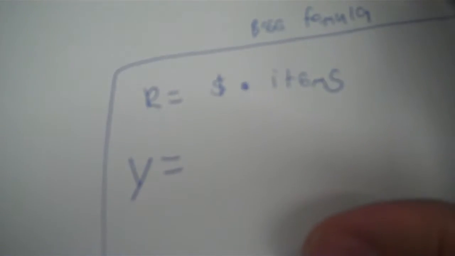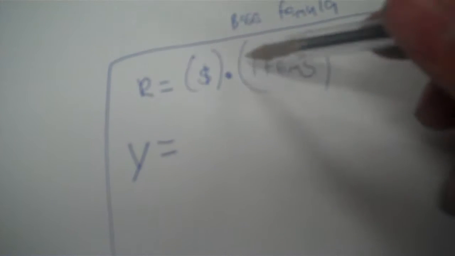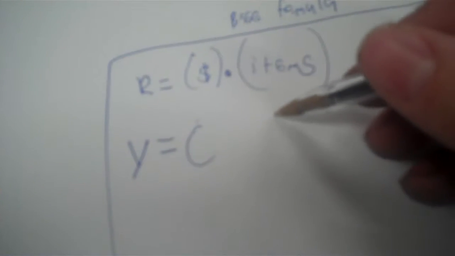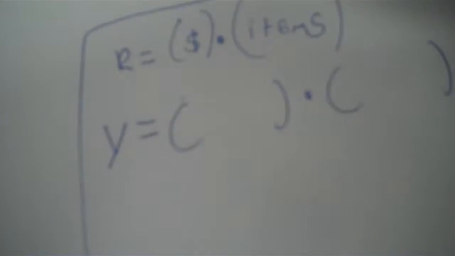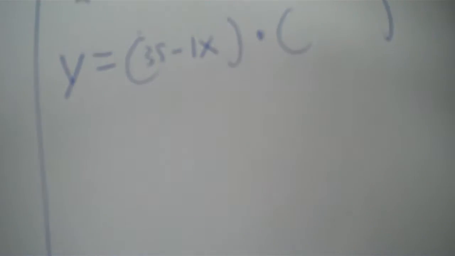Okay, so here's what I'm going to do. The revenue is going to be our y. Then I'm going to make a parentheses for the money and a parentheses for the items, because it's more complicated than just taking a money amount times items. Now, what am I charging here? I'm charging $35, but I'm decreasing the price by $1, and I'm doing that repeatedly over and over. So it's 35 minus 1x.